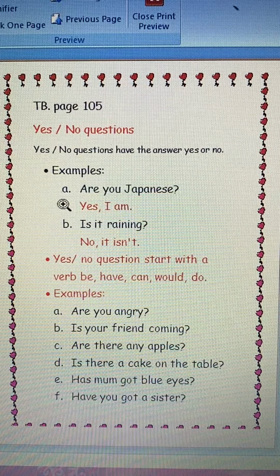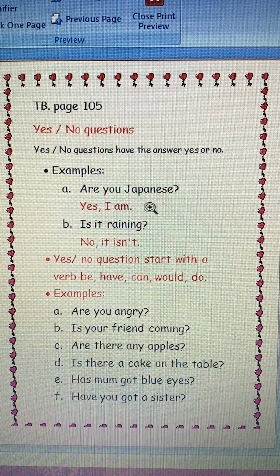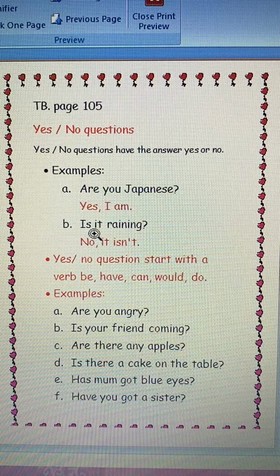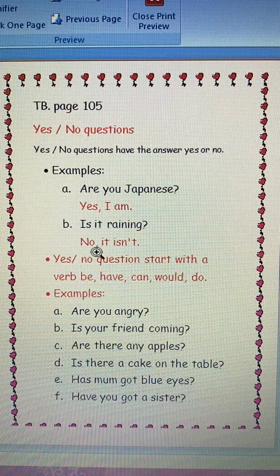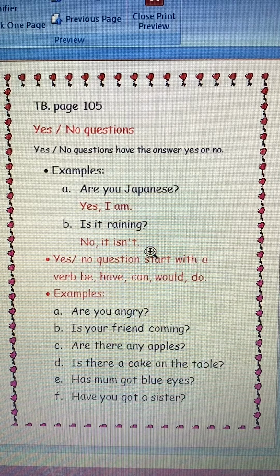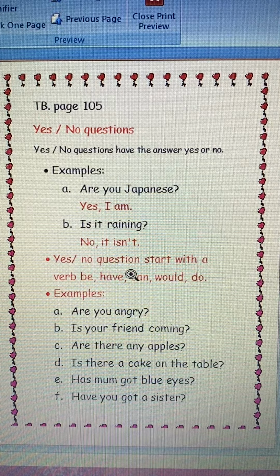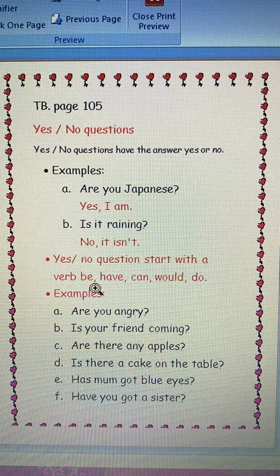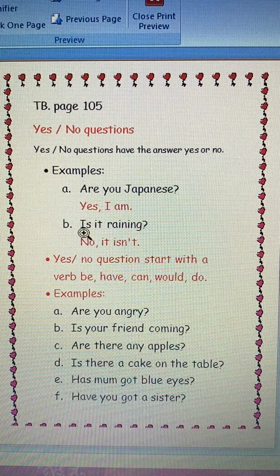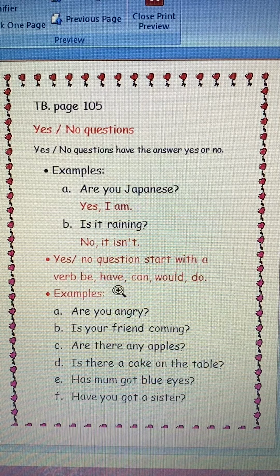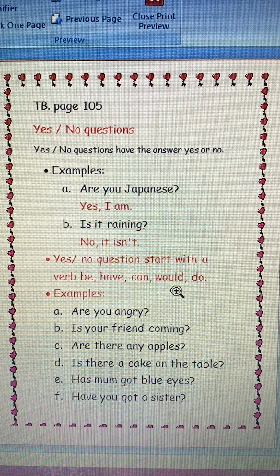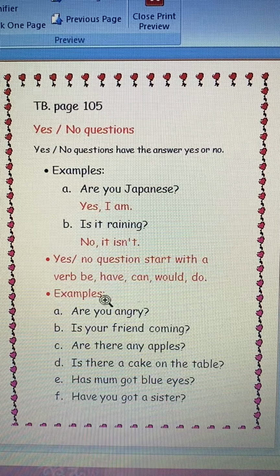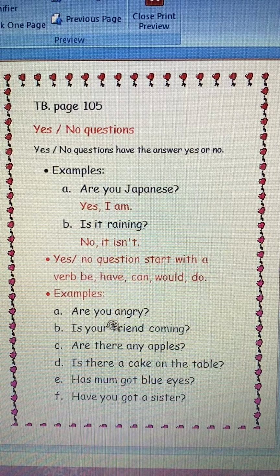Examples. Letter A, are you Japanese? Yes, I am. Letter B, is it raining? No, it isn't. Yes or no questions start with the verb be, like are and is, or have, can, would, do. Just look at the examples below. Letter A, are you angry?